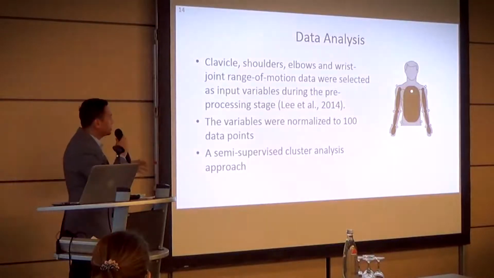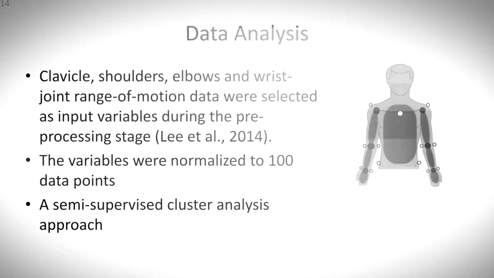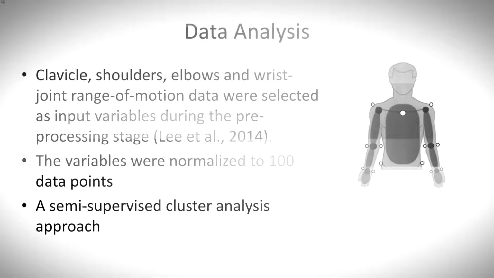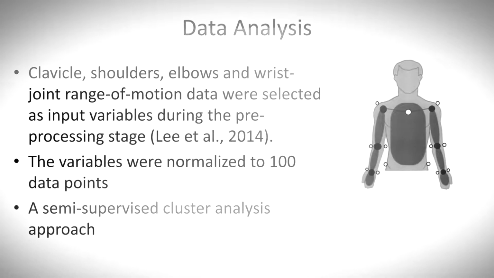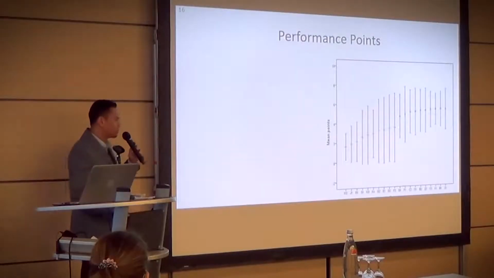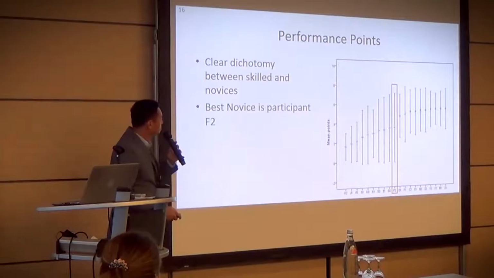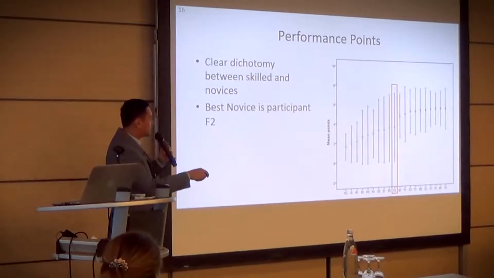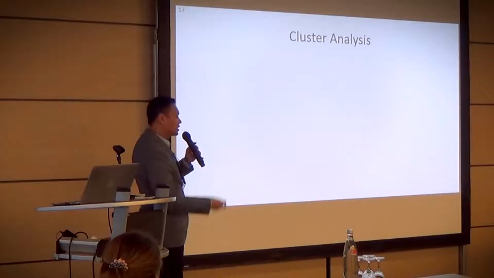Now for my data analysis, we put on 3D reflective markers on them, based on previous studies, looking at the upper body only. And we use a cluster analysis approach to find the different movement patterns. So, results and discussion. In terms of performance, it's very clear who's the better one. These are the novices and these are the skilled participants. There's a clear dichotomy between them. And we noticed that the best participant was F2. So just keep that in mind.